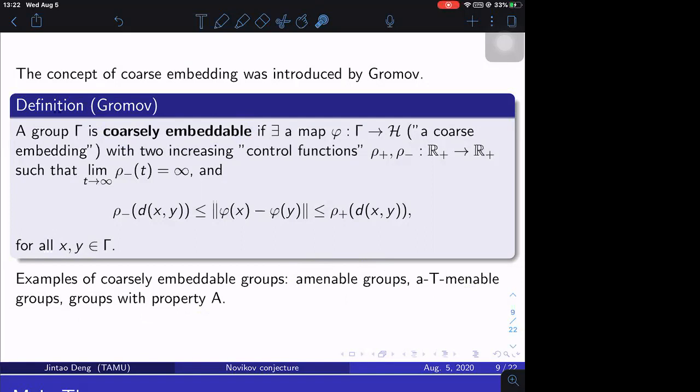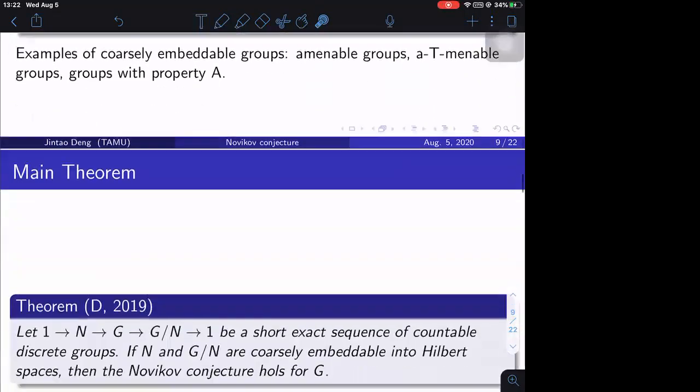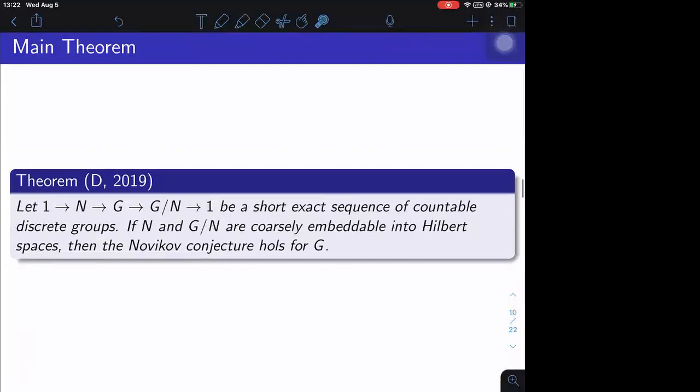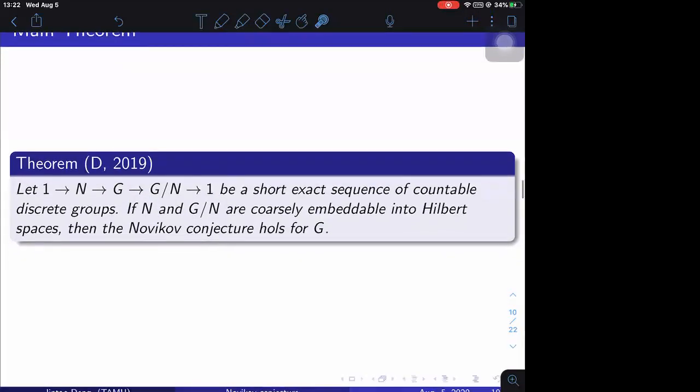So my main result is: if you have a short exact sequence of countable discrete groups, and both N and G modulo N are coarsely embeddable into Hilbert space, then the Novikov conjecture holds for G. Even though we don't know the geometry of G, we don't know if it is coarsely embeddable or not, we still can show the Novikov conjecture holds for G. So this is our main result. Any questions?